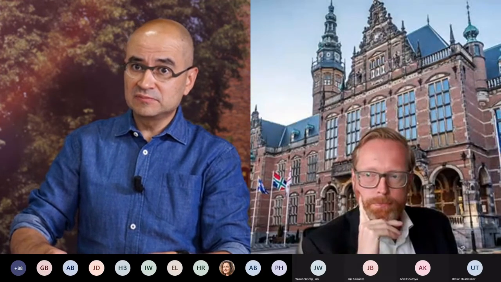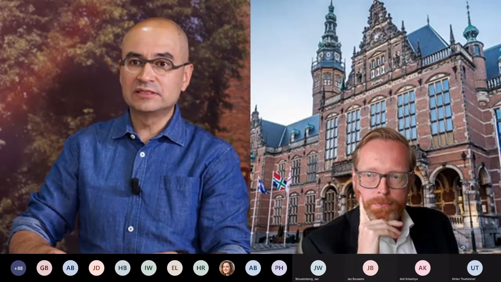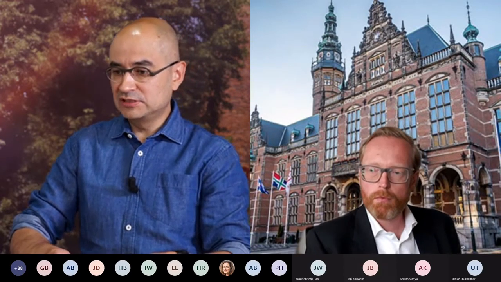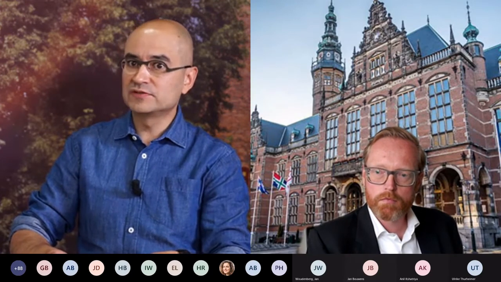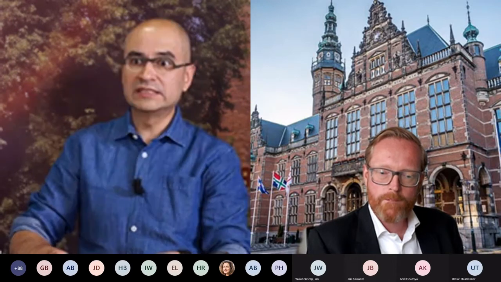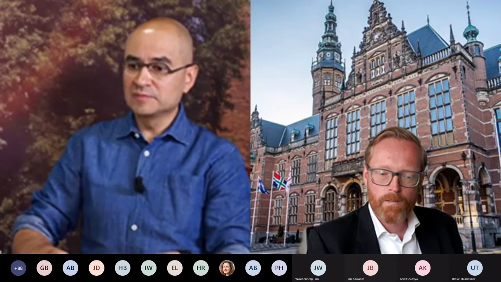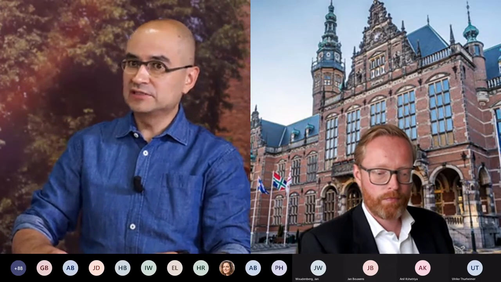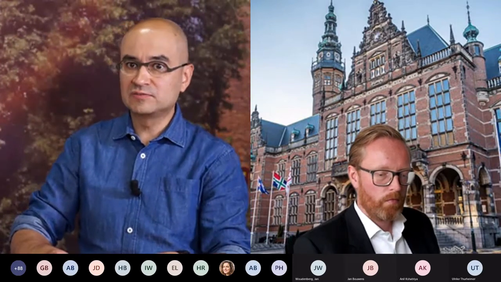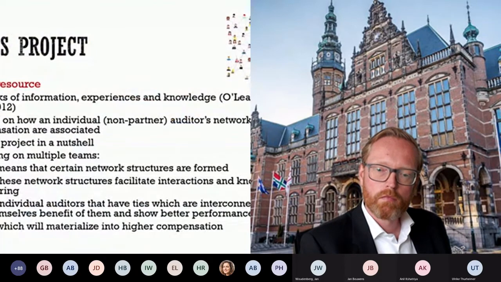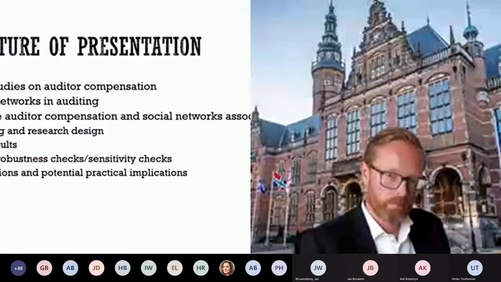And our basic assumption, the thing that we are testing within this study, is that auditors, especially the less experienced ones, that have more ties, and especially when they are better embedded within the network, benefit from this structure, so from knowledge sharing, and actually show better performance, and in that way also will experience higher compensation on an annual basis. So that's basically our project in a nutshell.